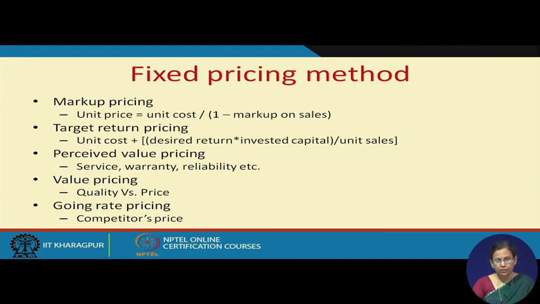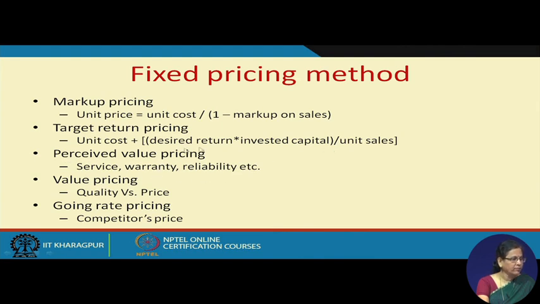You can read about them from your traditional marketing literature or from economics literature. They are very simple and they help to decide how to break even, how to extract money from the market, and so on. So, these can be markup price, where unit price is decided by unit cost divided by 1 minus markup that you decide. Then you have target return pricing, which is the unit cost plus your desired return times invested capital divided by unit sales, and so on.